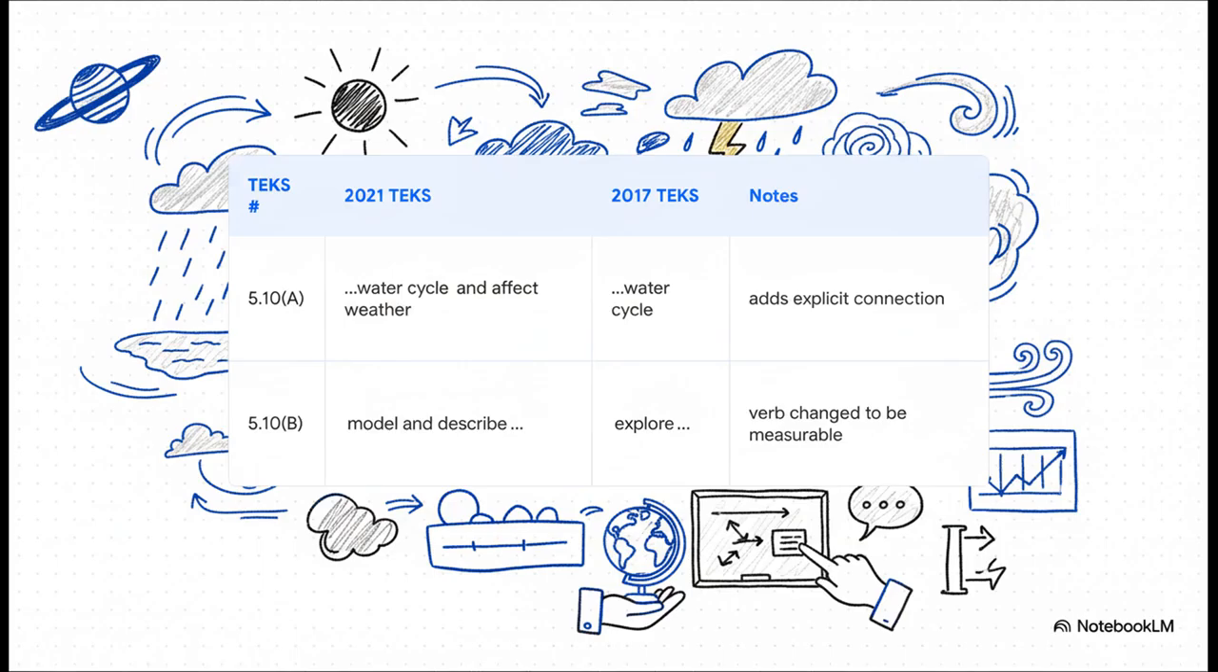In 5.10a, the water cycle standard now explicitly tacks on "and affect weather," forcing that direct connection. And hey, look familiar? Just like we saw back in 3rd grade, 5.10b for sedimentary rocks changes that passive verb "explore" to the much more active and demonstrable "model and describe."